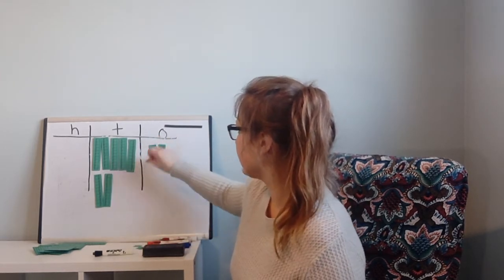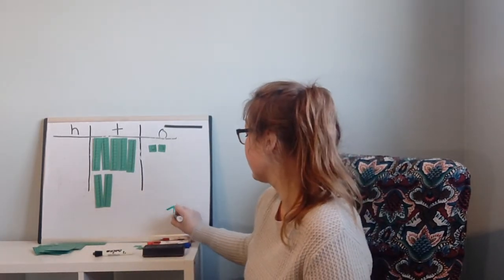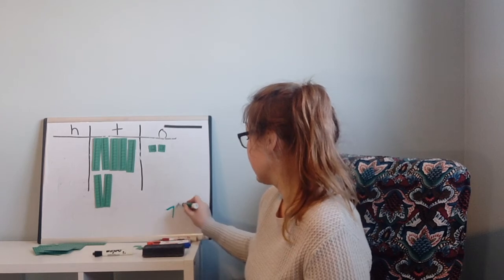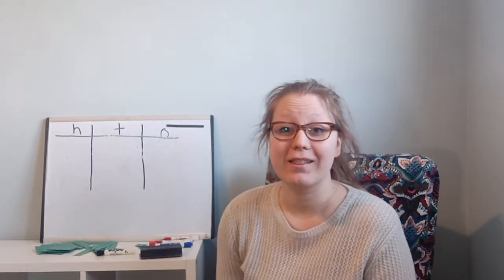Now I have my 2 ones. Let's see what my number is. 7 tens, 2 ones. My number is 72. All right, let's try our last one.